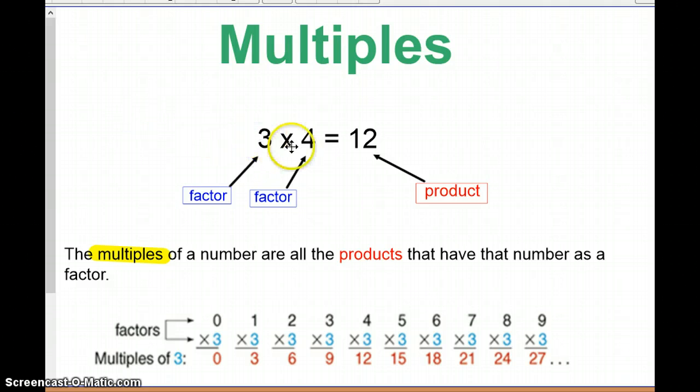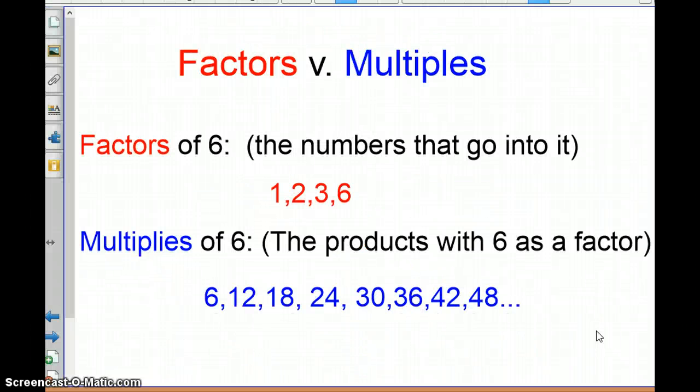So here we have 3 times 4 equals 12, okay? 3 and 4 are the factors, and 12 is the product, okay? So all of the products of that factor are the multiples. Oftentimes factors and multiples get confused. So let's really look at factors and then let's look at multiples.